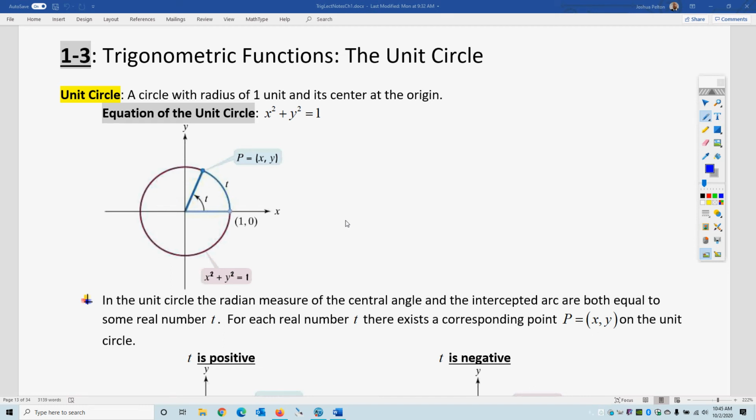This is Professor Pelton. This is Trigonometry, Chapter 1, Section 3 on the unit circle. Make sure you watch the unit circle video prior to doing this lesson.